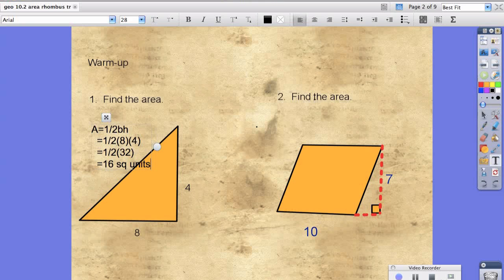For number two, find the area of the trapezoid. So area of a parallelogram is equal to 1/2 base times the height. So the base here is 10 and the height is 7. Therefore, the area of this is 70 square units.